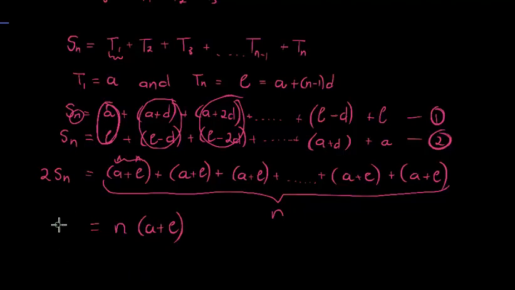So now this is 2Sn. So now I can just divide both sides by 2. So this becomes n over 2 times (a plus l). You see that? Okay.